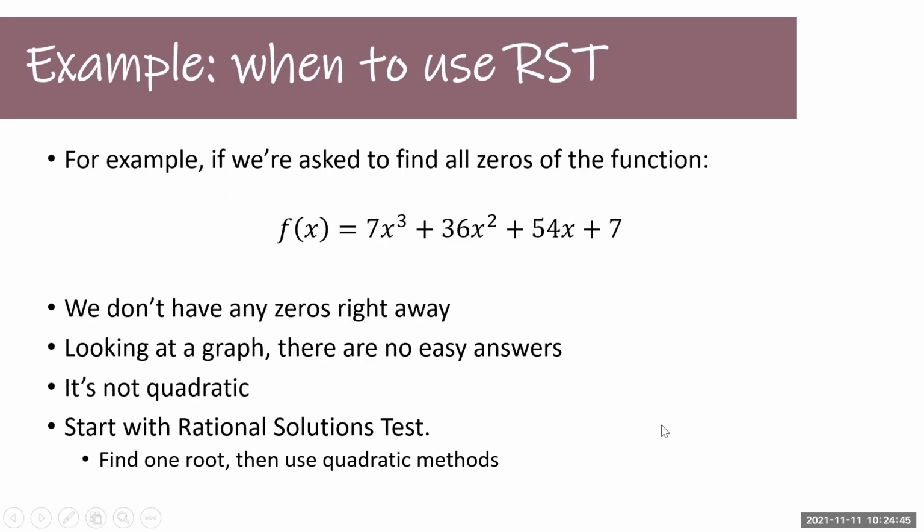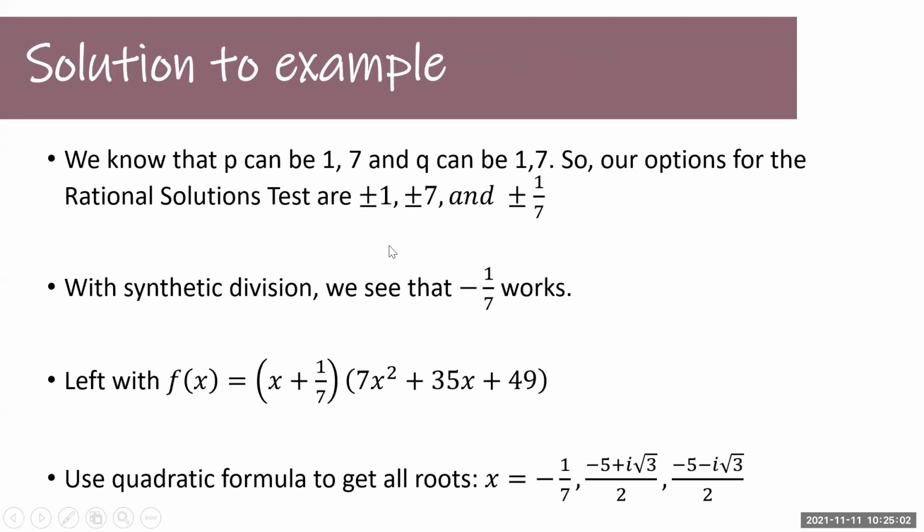So looking back here, we see our factors are 7 and 1 for the constant term. Our leading coefficient has 7 and 1 as its factors also. And so we're going to look at all possible combinations of 7 and 1 and plus and minus. So that means that we can look at plus and minus 1, plus and minus 7, and plus and minus 1/7. That's 6 possible options right there. If we test with synthetic division, give yourself some practice, you'll see that negative 1/7 works. And with our synthetic division, we get 7x squared plus 35x plus 49 as our result.